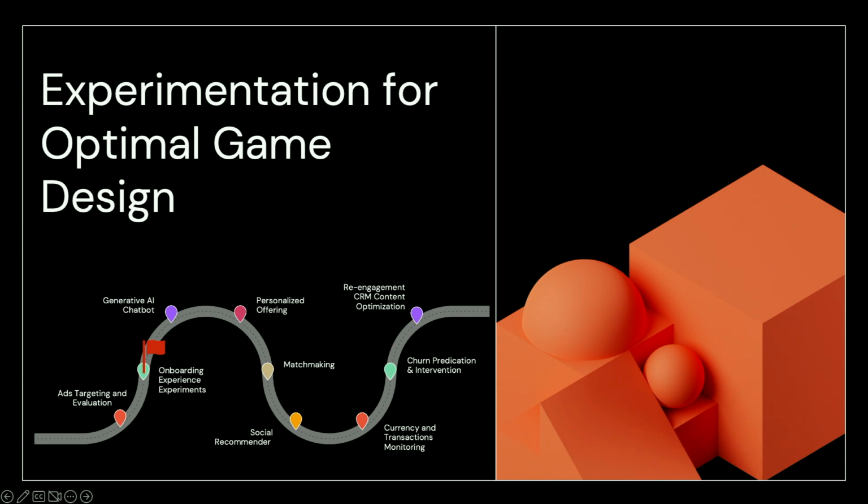OK, now let's get into some specific areas with some examples to talk about how we use different technologies to help games grow and to improve our user experience. The first example will be how we use experimentation to optimize game design.